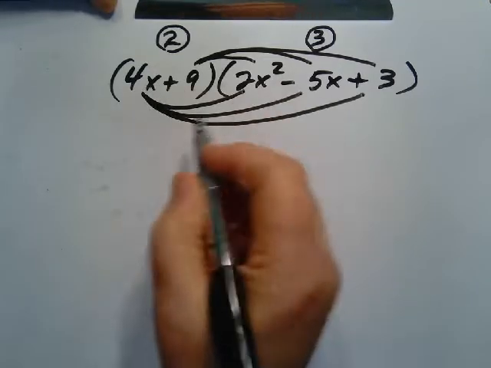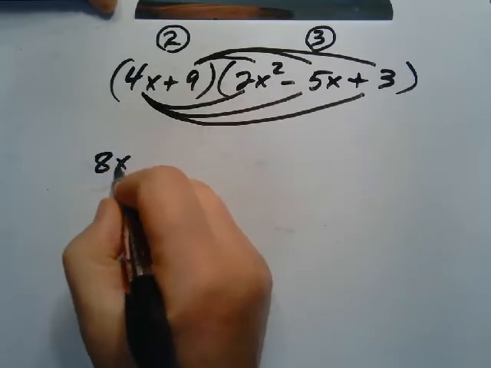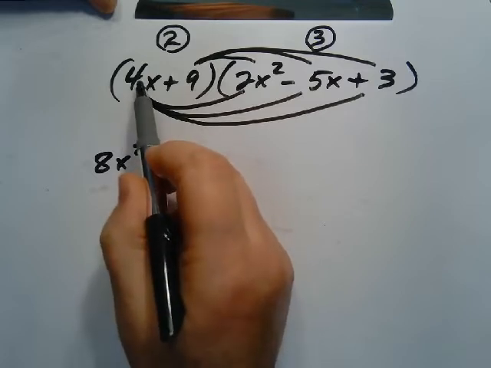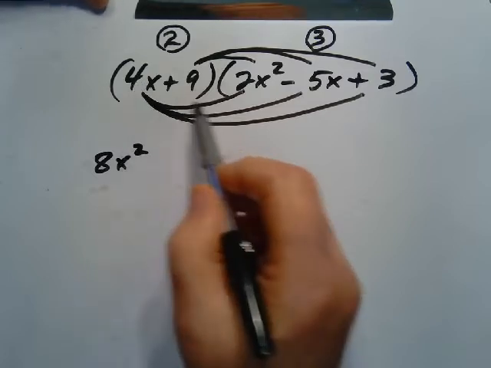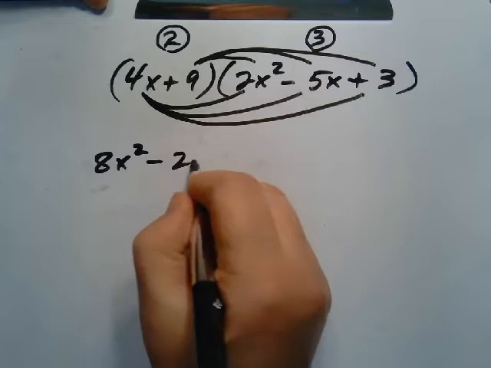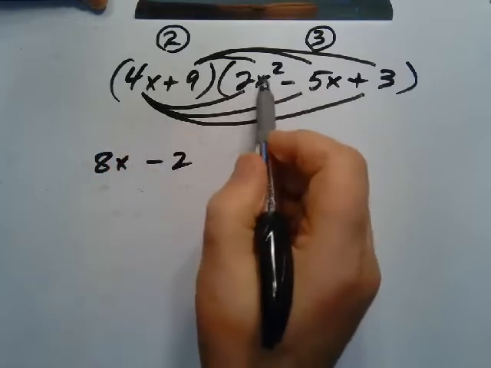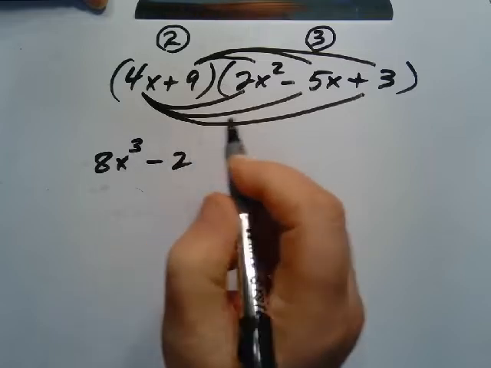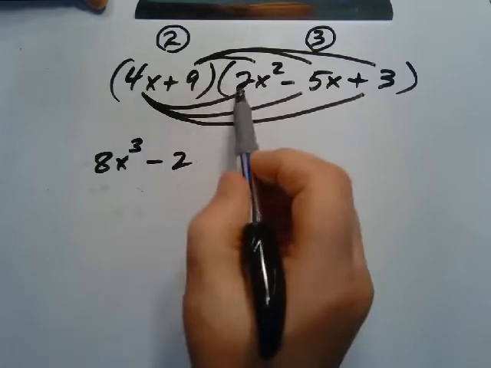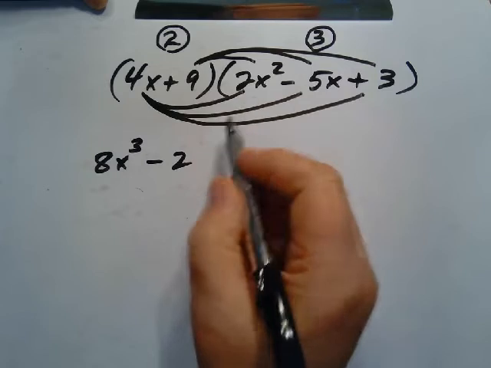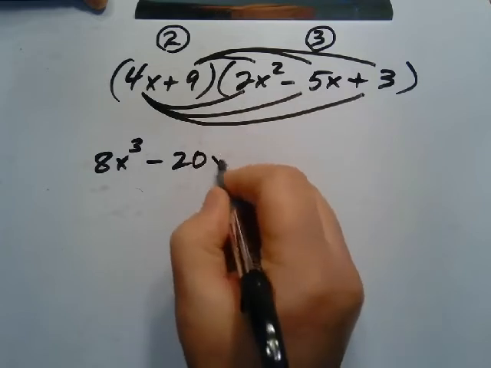4x times 2x squared, that's 8x squared. Then I'm still sticking with 4x here. 4x times negative 5x is a negative 20. I'm sorry, that was incorrect there. 4x times 2x squared is 8x cubed. Yeah. 4x times 2x squared is 8x cubed. Sorry. 4x times a negative 5x is a negative 20x squared.